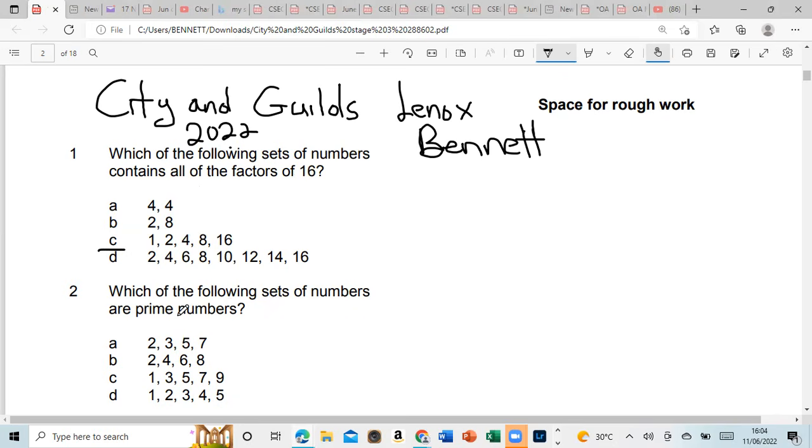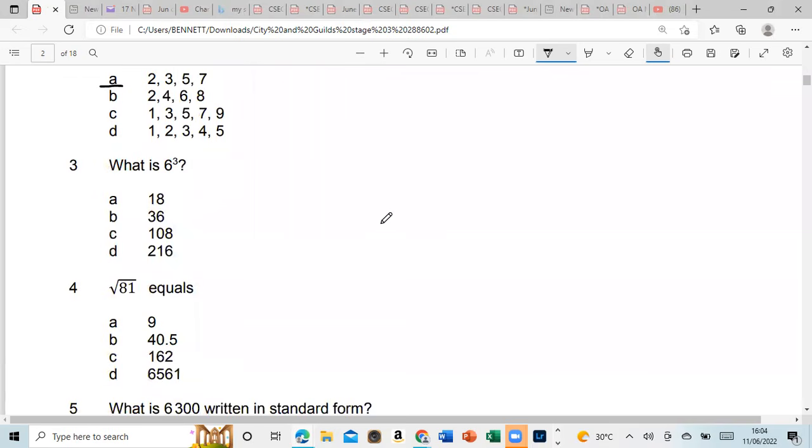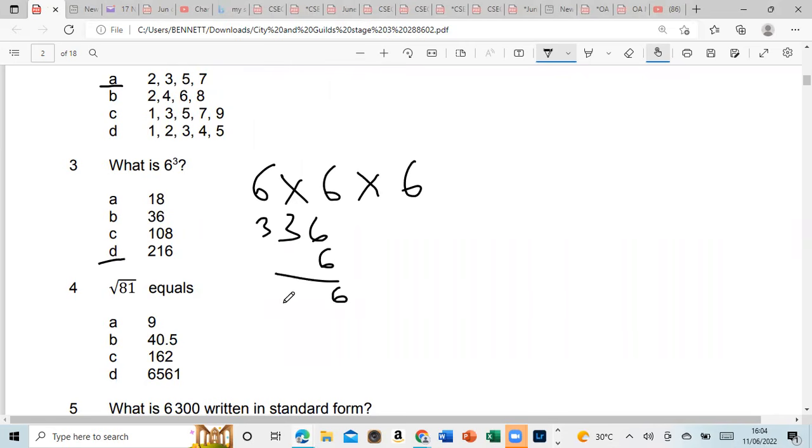Number 2, which of the following set of numbers are prime numbers? 2, 3, 5, and 7. Prime numbers only have 2 factors, 1 and itself. What is 6 times 6? 6, 6, 36. Let me just finish it. 6 times 3 is 18, and 21. Just to make sure, the square root of 81 equals 9. What number multiplied by itself gives you 81? That is 9.